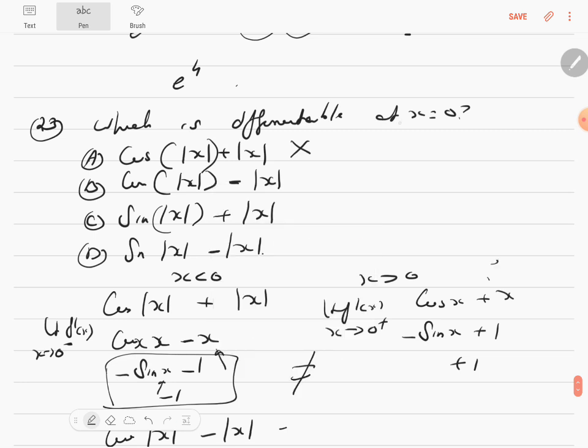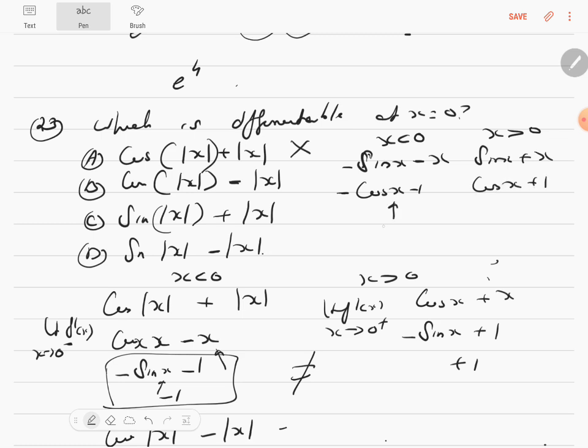Let's go to option number C. When x is less than 0, the function is sine of minus x, which is minus sin x, and mod x will also be minus x. When x is greater than 0, this will be sin x plus x. Let's do the derivative: minus cos x minus 1 on the left, and cos x plus 1 on the right. Substituting x as 0, it will be minus 2 on the left and 2 on the right, they are not equal again.